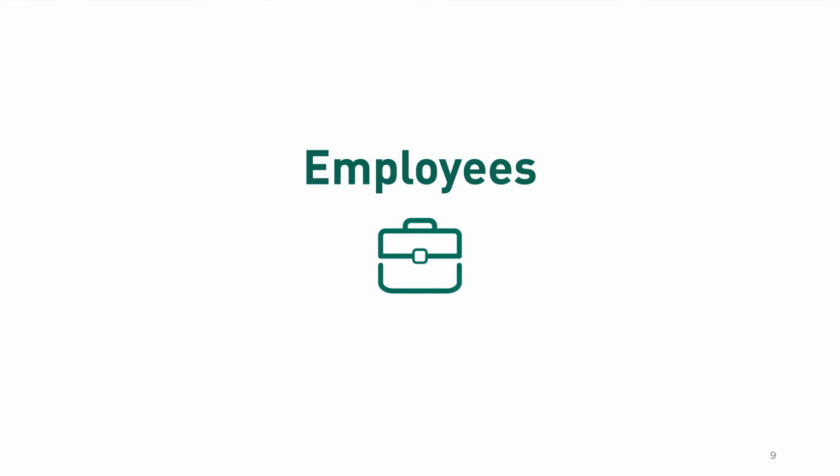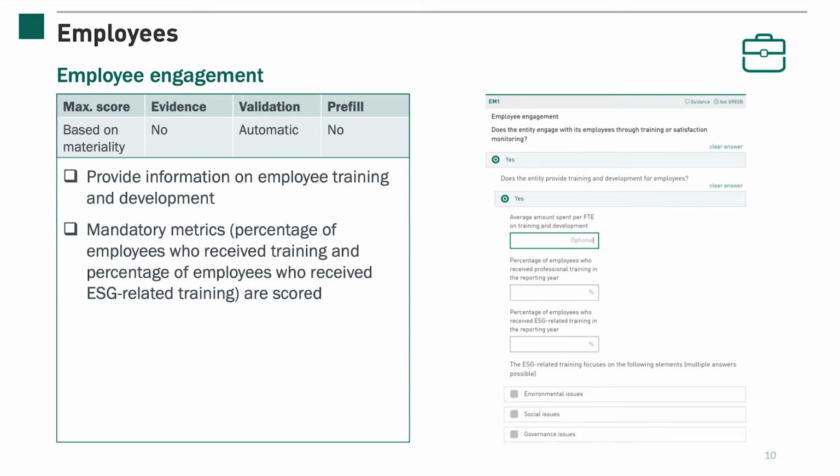The next aspect is employees. This aspect has 2 indicators. The first indicator is on employee engagement. This indicator is split into 2 parts covering employee training and employee satisfaction monitoring.